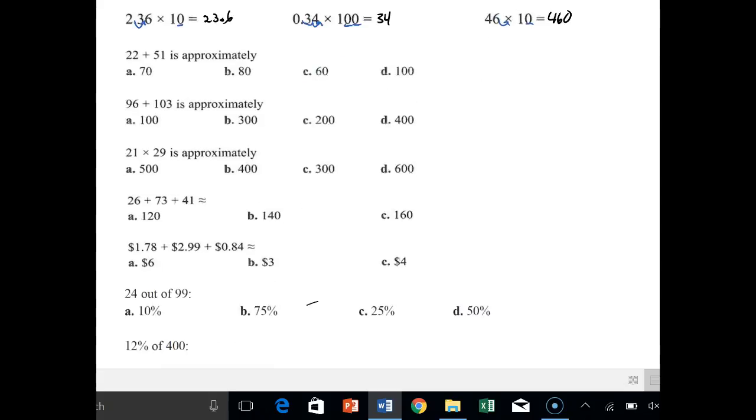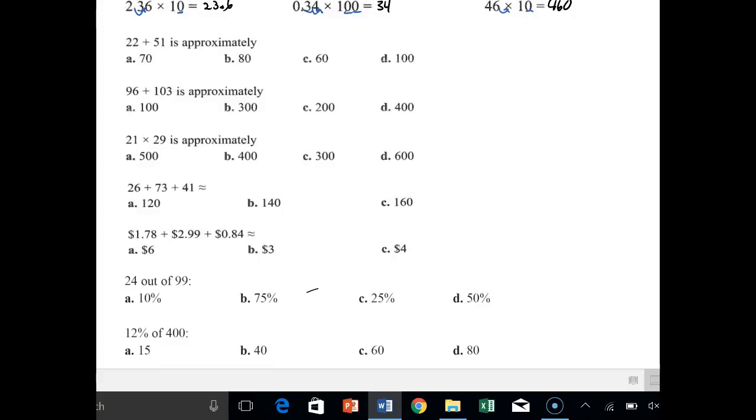Okay. For here, you just want to do some rounding. I'll do one of these with you, and then you'll do the rest. So 22 plus 51, you just want to use mental math, right? So 22 rounds to 20, 51 rounds to 50. So 20 plus 50 is approximately 70, right? 22 plus 51 would actually be 73, but we're just approximating, right? Same thing when you're multiplying. 21 times 29, it's 20 times 30, so approximately it's about 2 times 3 plus 2 zeros, 600, right? You're doing the ones that I'm not doing.